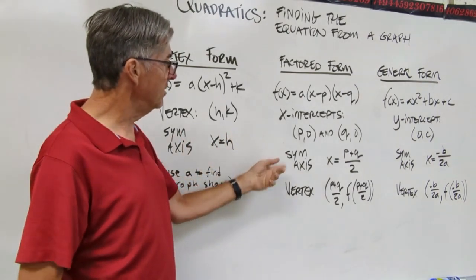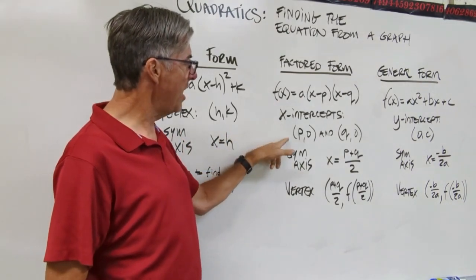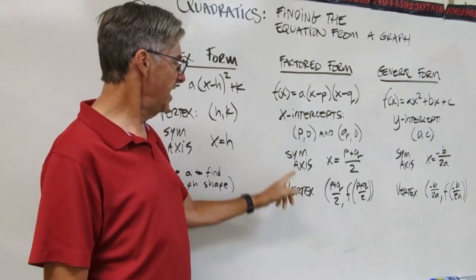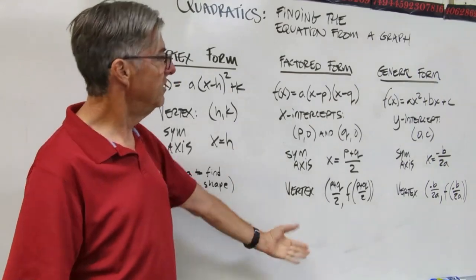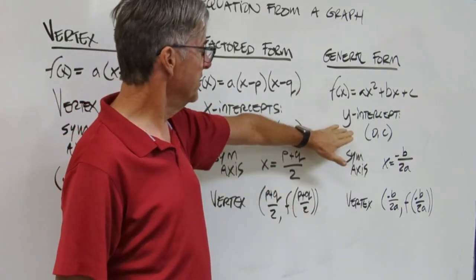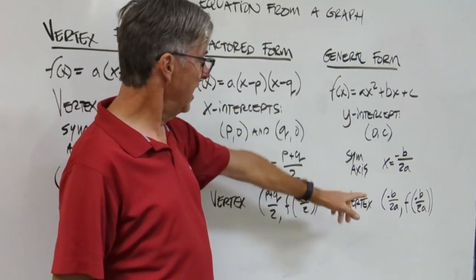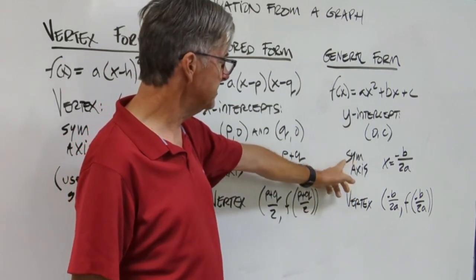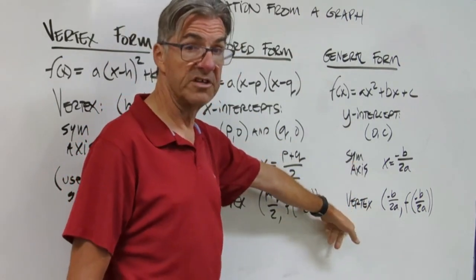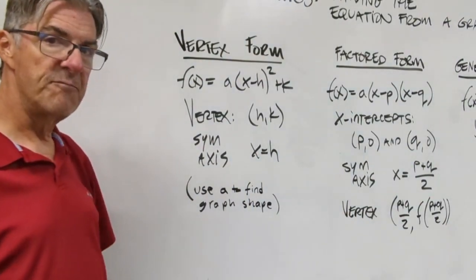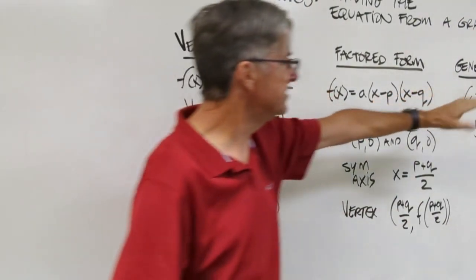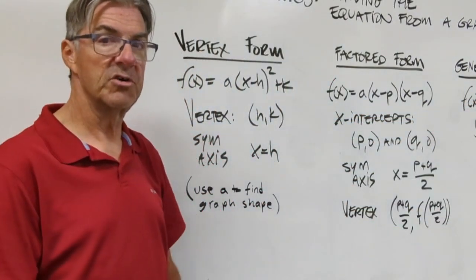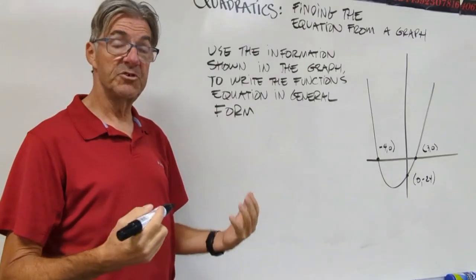Moving on to factored form, here we get the x and y intercepts right out of the equation, and with a little calculation we can get the symmetry axis and the vertex. Finally, in general form, we get the y-intercept for free, and then we do have to do a little calculation. We get the symmetry axis and the vertex. So that's a summary of basically the coordinate points that we can pull out of these 3 equation forms for a quadratic equation. All right, let's do an example.